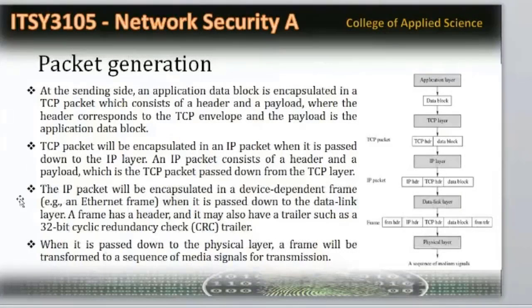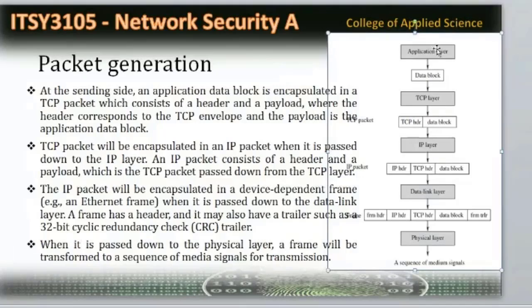It is packet generation. So packet generation is what we are going to discuss now. If you see this diagram, you will understand very clearly. The application layer is the topmost layer, that means layer 7. Here the data is generated. You can see the data block.